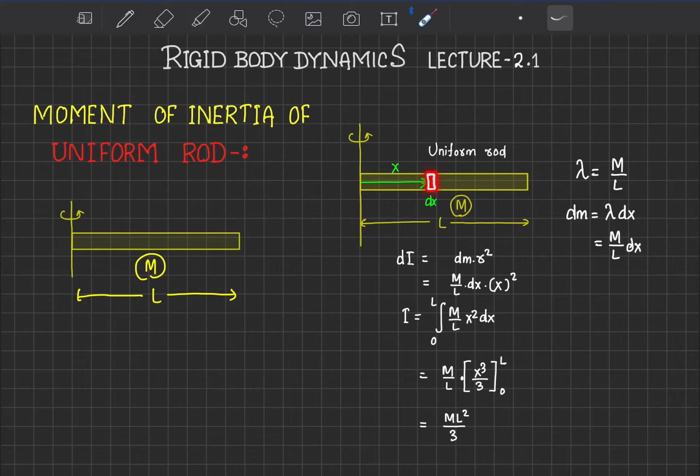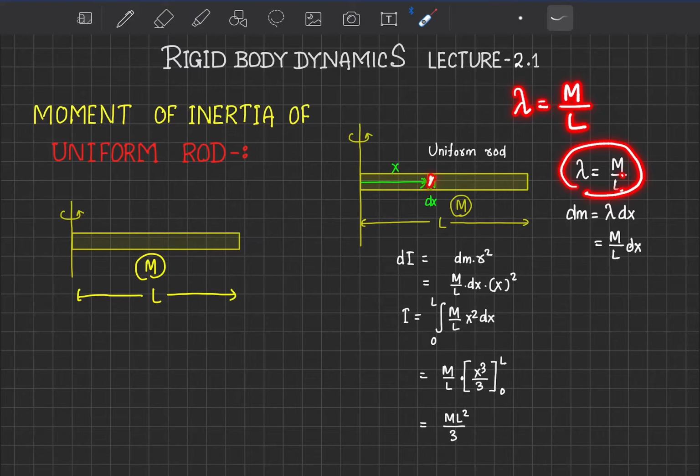This small element is chosen like this. From the axis at a distance x, we choose a small element whose length is dx. Now we are given that the rod is uniform, right? So if the rod is uniform, then total mass of the rod is m. So let's write mass per unit length lambda, that will be mass by length. So lambda, which is mass per unit length, is m by L.